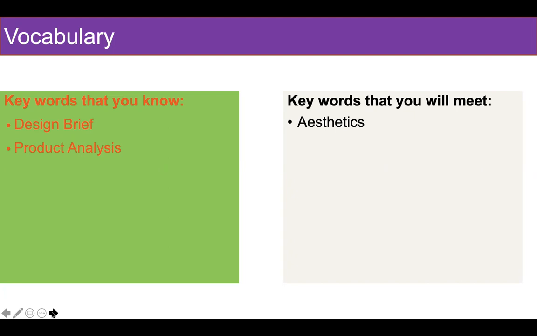And a key word that we're going to meet today. My turn, your turn. Aesthetics. Good. So aesthetics is about the way it looks and how appealing it might be. So when we're thinking about the design brief, we're thinking about who our client might be. We need to think about what it might be that they would want that would mean it would sell for them, because that's important. It needs to be aesthetically pleasing. It needs to look good to the eye.